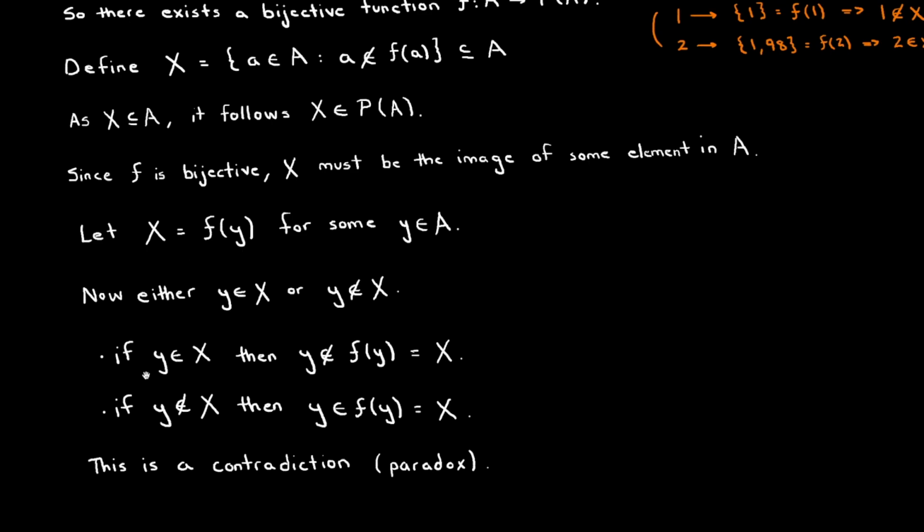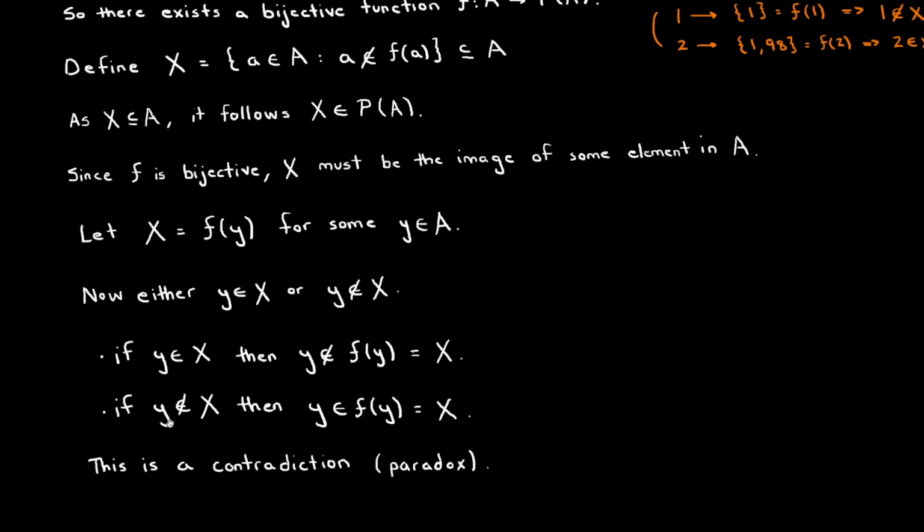Okay, well, let's suppose y is an element of X. Okay, then what does that mean? Well, if it's an element of X, then y cannot be in its image. So y cannot be in its image. But what is f of y? Well, we defined that to be X, right? So y is not an element of X. So we started with y is an element of X, and we ended up with y is not an element of X. So that is a contradiction. Now let's check the other case.